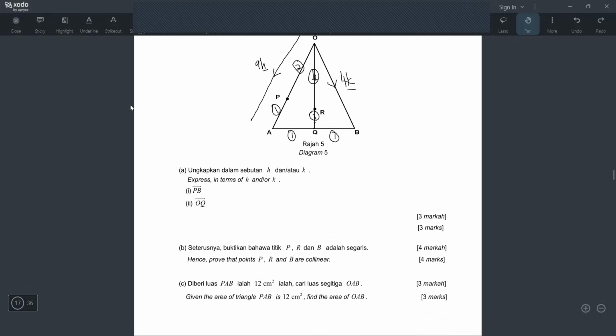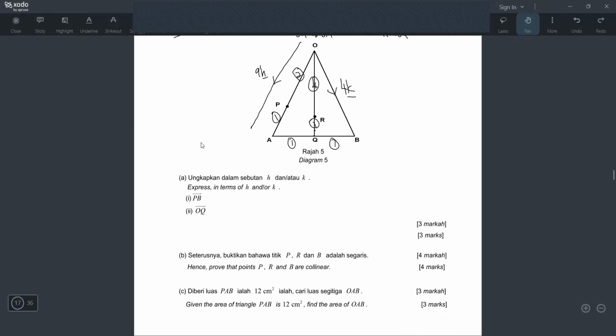I can ignore all this already. Now I can just straight away do part A, number 1. So in part 1, they want to find vector PB. Okay, vector PB. Let's look at the diagram. So if you look at PB, let's draw a line. Let's take out the ruler and then draw a line like this.